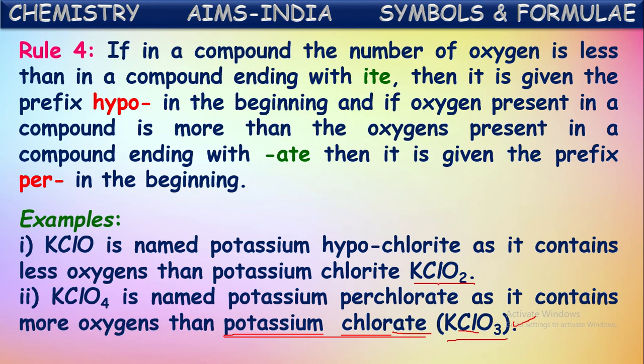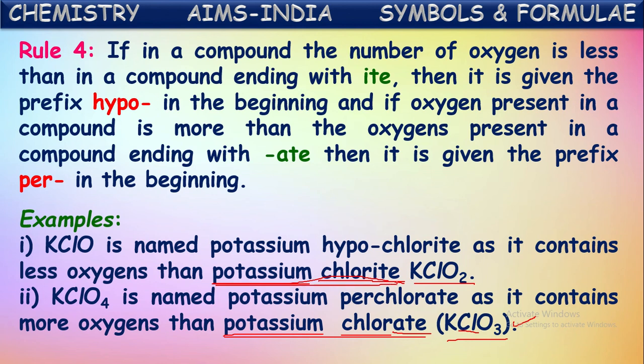And the other compound, KClO2. In this also, first the metallic element's name is written and then the non-metal other than oxygen, that is chlorine. Chlorine's name is written and at the end of chlorine's name, "ite" is attached. Now it became potassium chlorite. In this way, these two compounds are named.